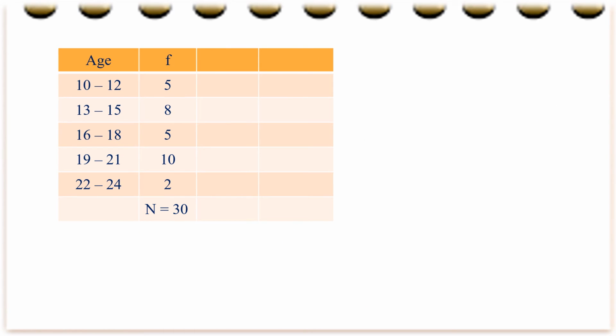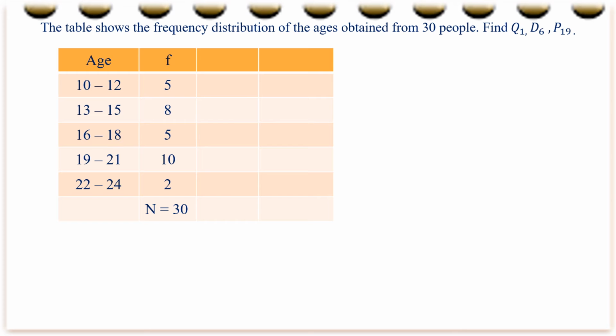Supposing we have this data, the table shows the frequency distribution of the ages obtained from 30 people. We need to find Q1, Q3, D6, and P19. In doing this, we need to fill in the table first. Under the third column, we have the CF. To start with, 5 plus 8 is equal to 13, 13 plus 5 is equal to 18, 18 plus 10 is equal to 28, 28 plus 2 is equal to 30. So our n is equal to 30.